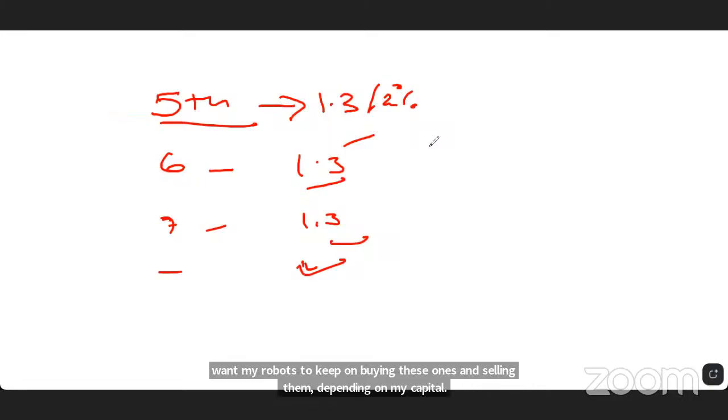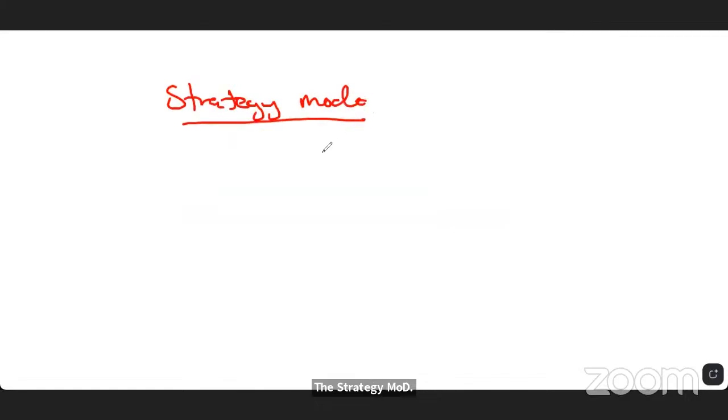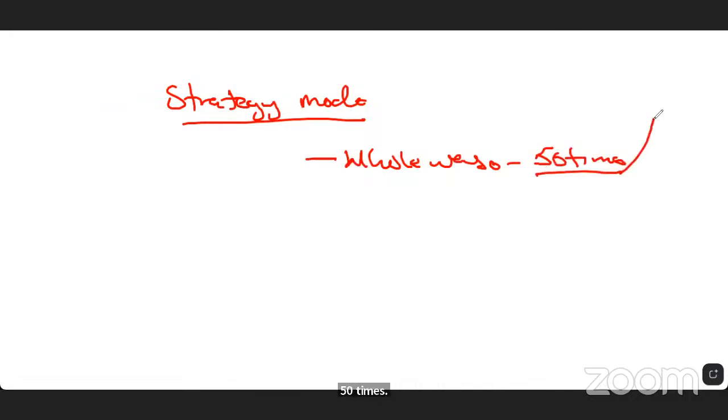And this can only happen when you switch the modes, the strategy mode. So the strategy mode, if you decide to be in the whole warehouse, even if it will buy 50 times, if the market does not rise above the average, the robot will not sell.